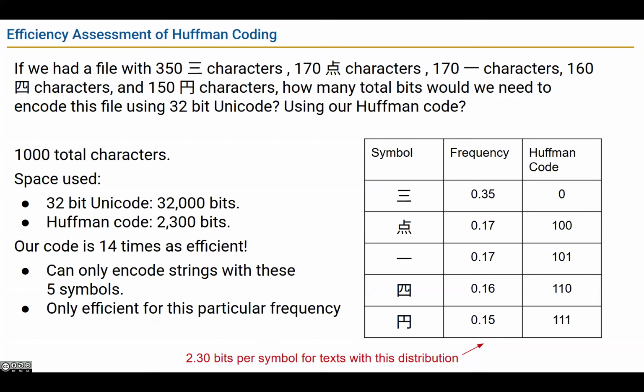Now, the slight issue is that we can only encode strings with these 5 particular characters. And I don't know many Chinese sentences that use only these 5 characters. And it's really only efficient for this particular frequency distribution. If you had a different frequency distribution, then you are going to have a different optimal tree.